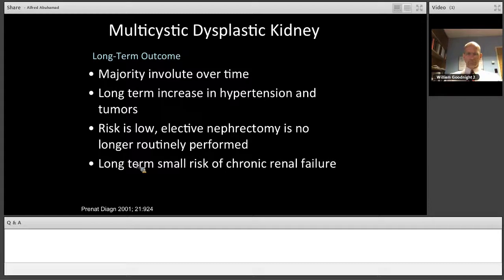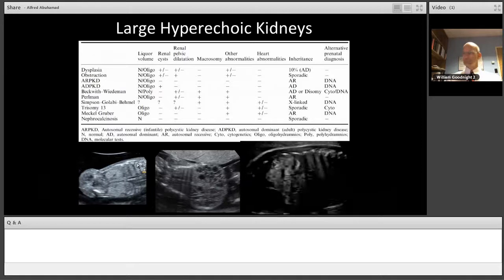However, in the past, pediatric urologists used to recommend removing all these multicystic dysplastic kidneys because of the risk for cancer or hypertension. More contemporary evidence has suggested that that is not needed, and elective nephrectomy is no longer routinely performed on those patients. Keep in mind, there is a small risk of chronic renal failure in those patients.